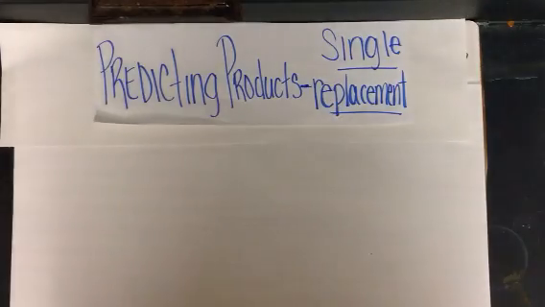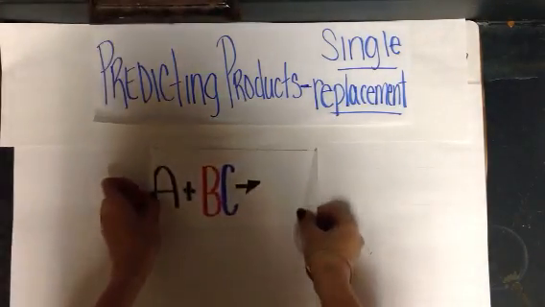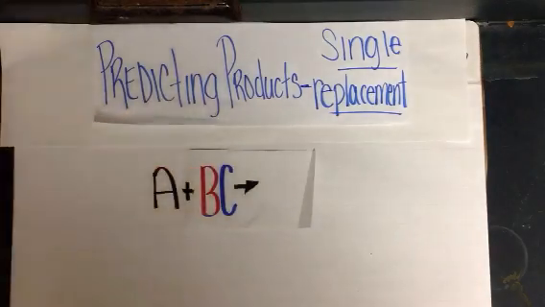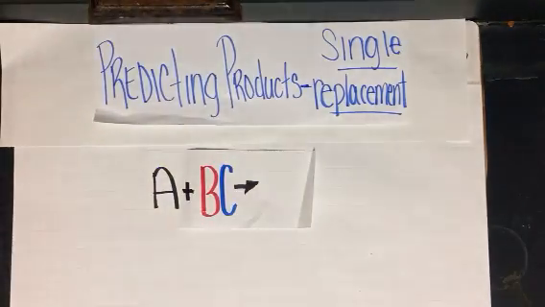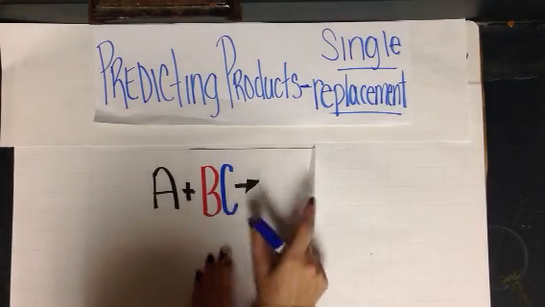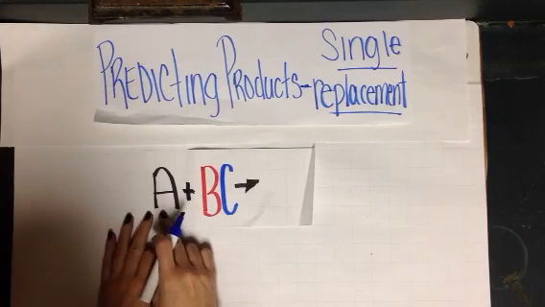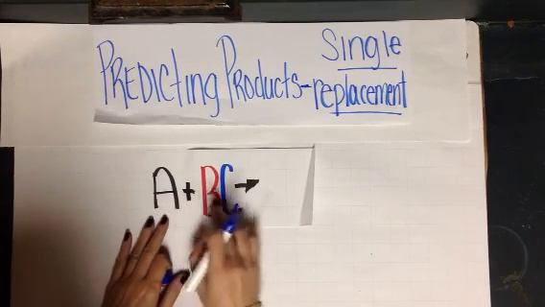In this video, we'll be talking about predicting products for single replacement reactions. So let's take a look and really quickly review what a single replacement reaction is. In this example seen here, A plus BC yields. So if you notice, I have a single replacement reaction because I've got one single entity and a compound.